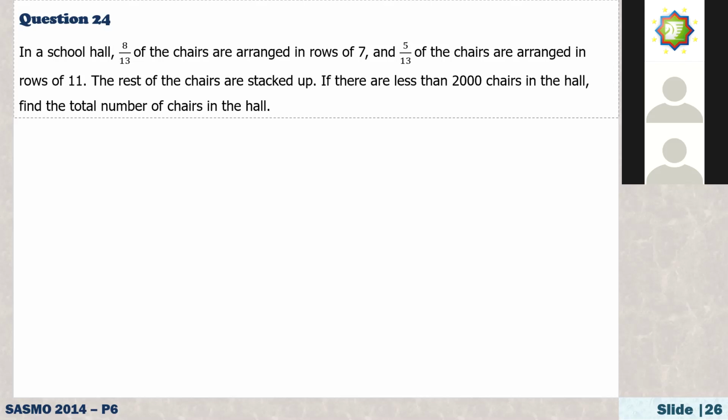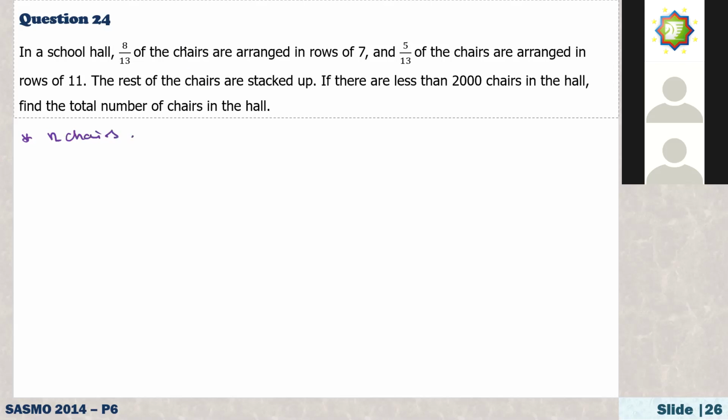In a school hall, 8/13 of the chairs are arranged in rows of 7, and 5/13 of the chairs are arranged in rows of 11. The rest of the chairs are stacked up. If there are less than 2,000 chairs in the hall, find the total number of chairs. So what does it mean? Suppose that altogether we have n chairs in the hall.